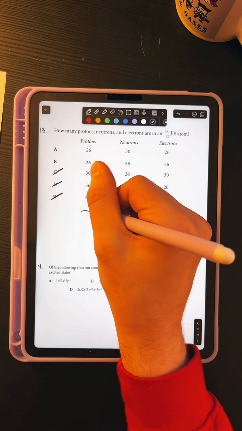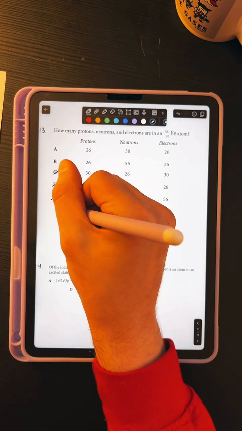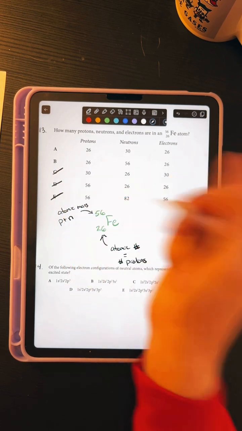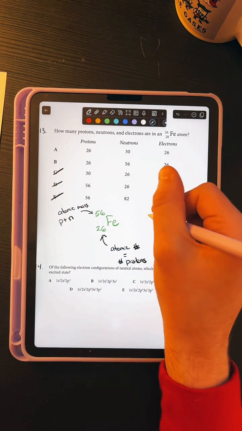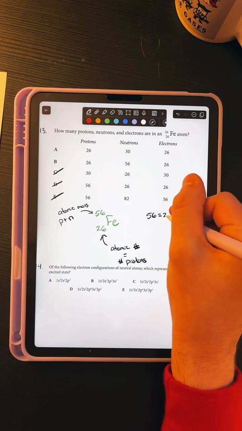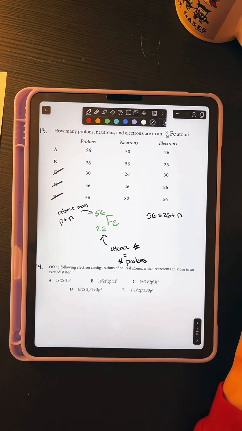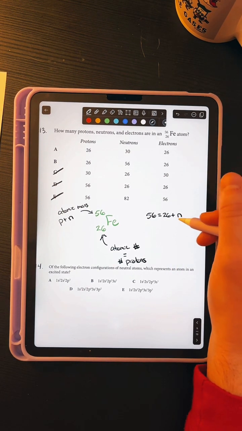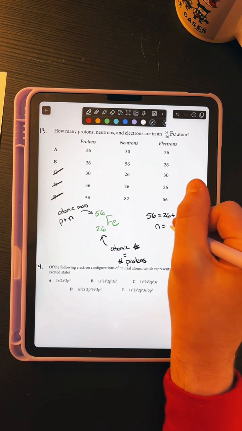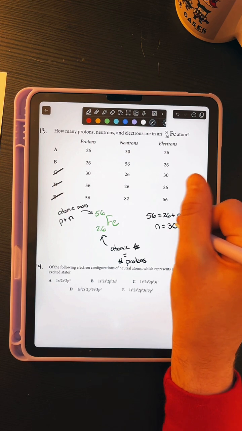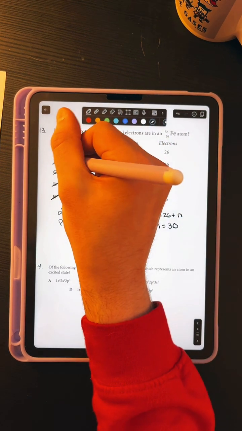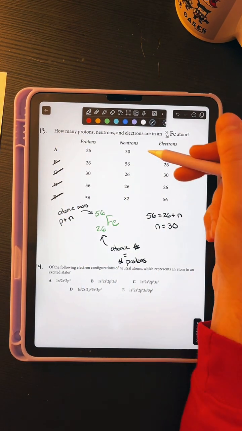What about this 56 number? Well, this 56 number is our atomic mass. And our atomic mass is our protons plus our neutrons. So 56 here is going to equal the number of protons, which is 26, plus the number of neutrons. We can solve for the number of neutrons by subtracting 26 from 56, giving us an n value equal to 30. That 30 tells us the number of neutrons. Looking at A and B, the only choice left that has 30 for our neutrons is choice A.